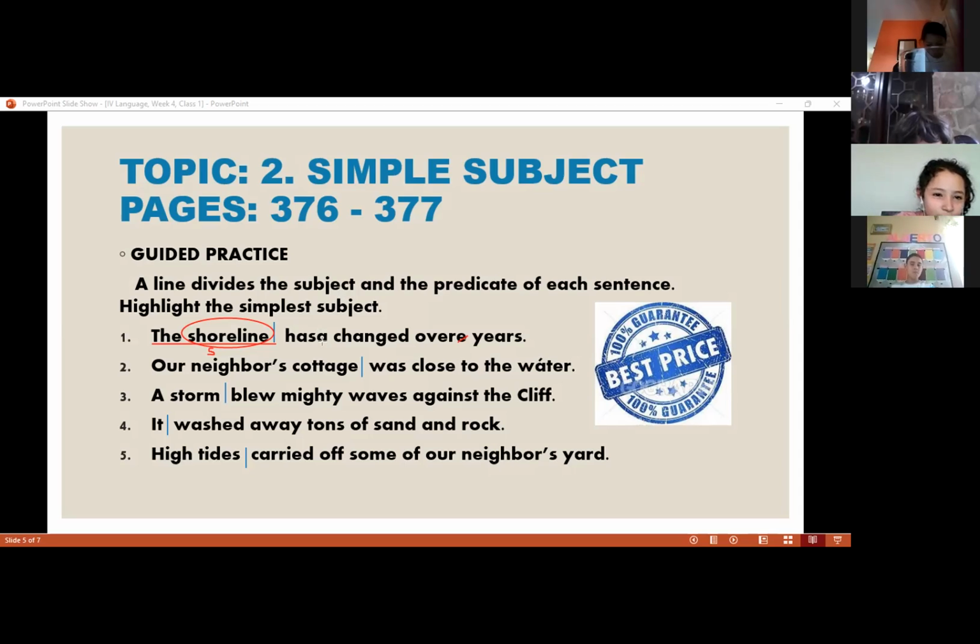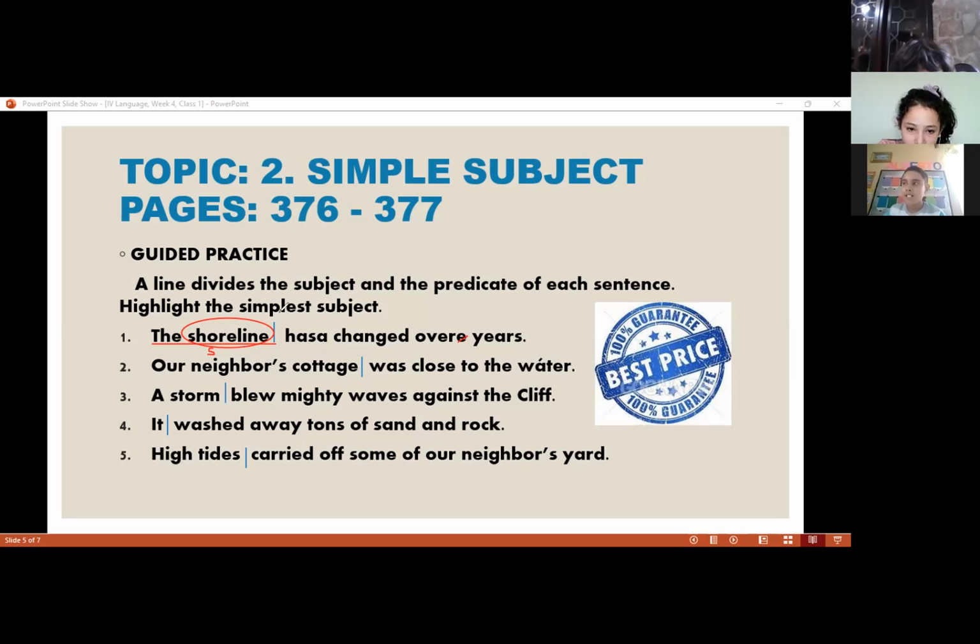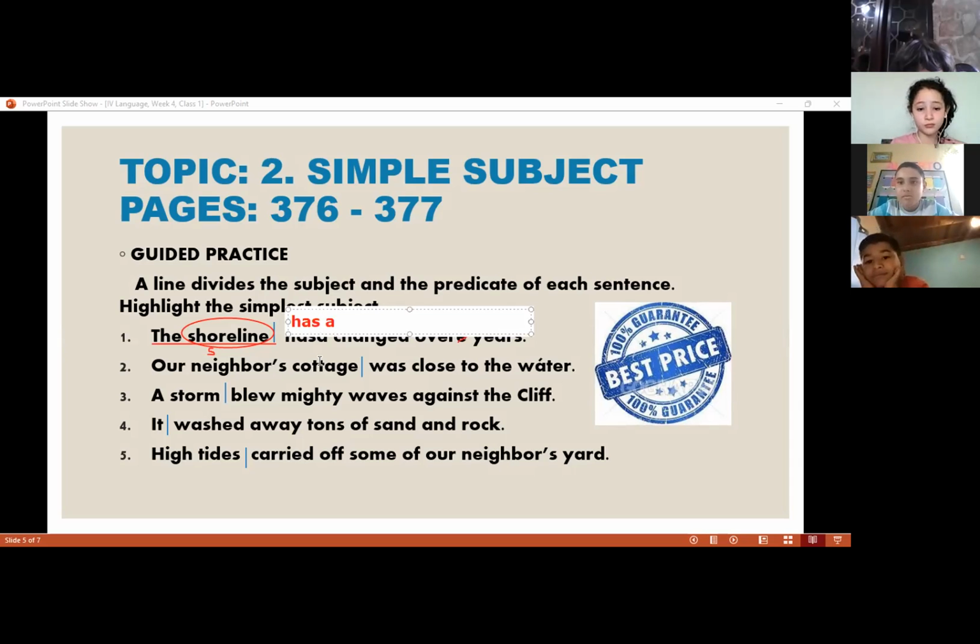Okay, here it says has, no, have. When you write divide, it is a misspelling also. Yes, you need to divide it with a line here. I'm going to write it down here again. So what is that, class? The shoreline has changed over the years. What is shoreline? Who knows what shoreline is? Changed over the years.